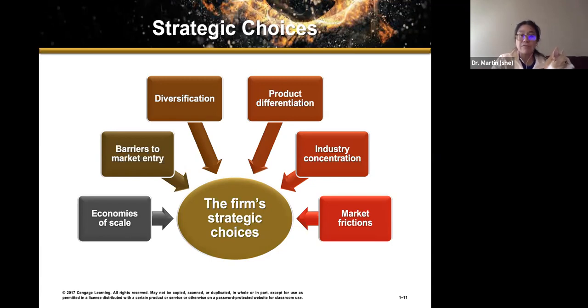And then diversification. To what extent do you want to offer different versions of your product? That's also product differentiation. And then industry concentration. How many are in your industry? And then market friction. How do the markets interact together, and are they interacting in a way that supports what you're doing? Are they interacting in a way that makes it more difficult to complete what you're doing as a business?